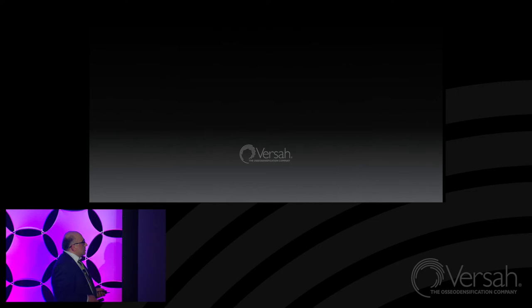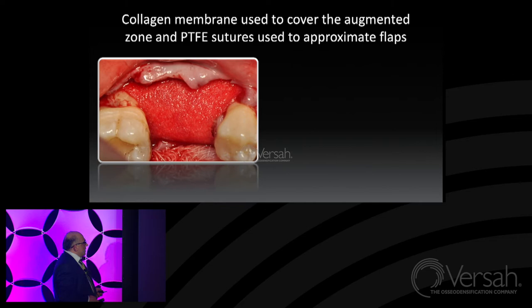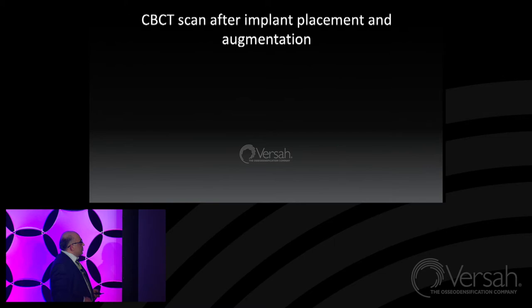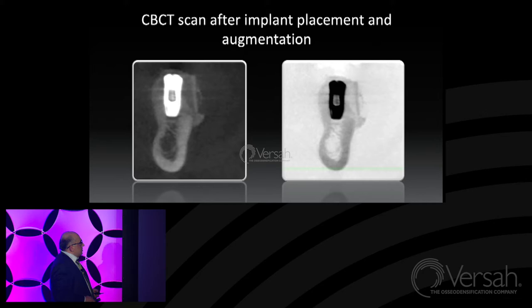So we wait some period of time. We cover it, of course, with a long-lasting, cross-linked collagen membrane, and suture it with PTFE sutures. Then we make a CBCT. Look at this. Very nice. This is the cortical lamina. This is the bone which filled in between the alveolar ridge and the cortical lamina.